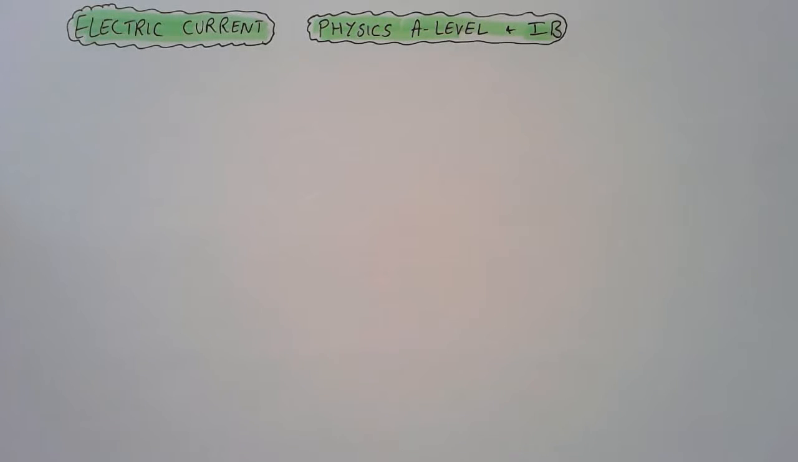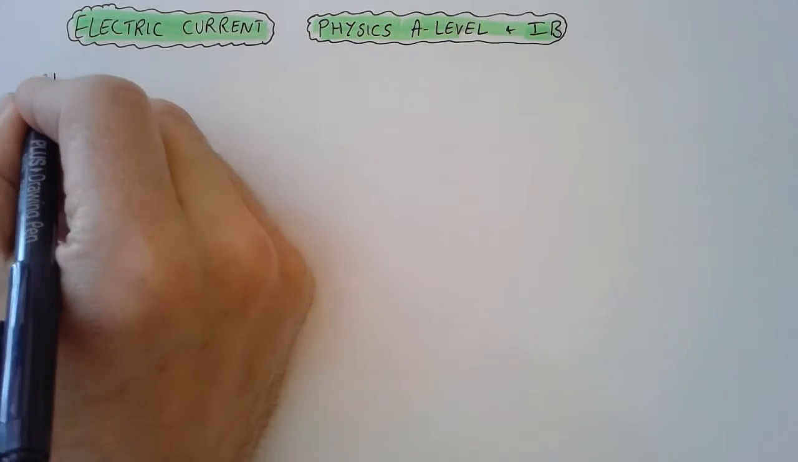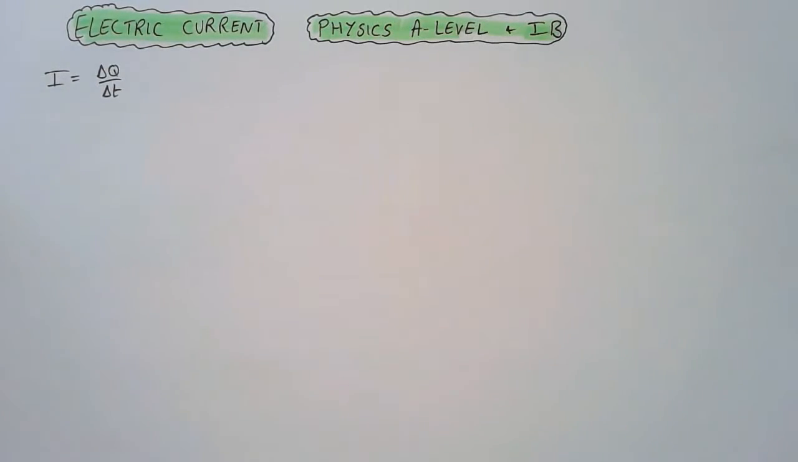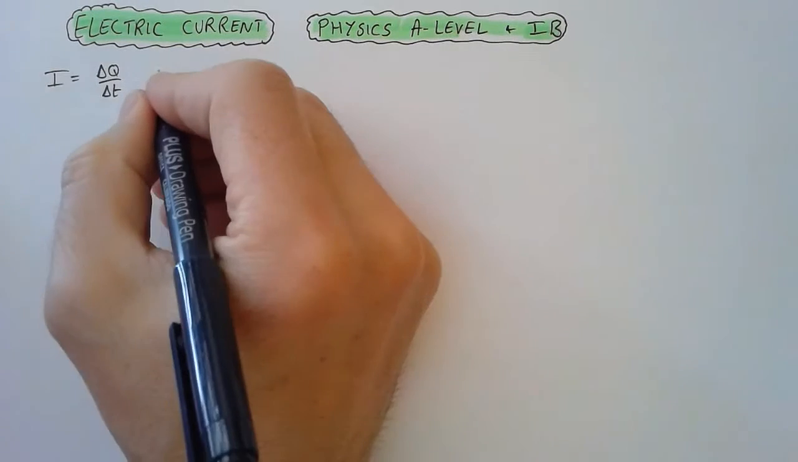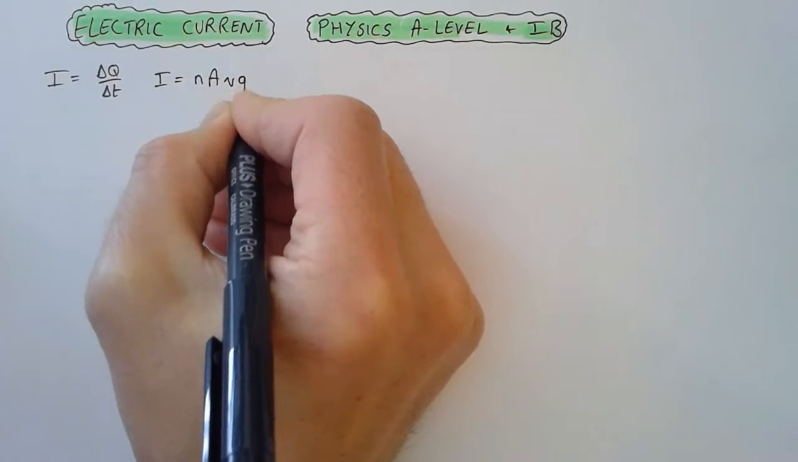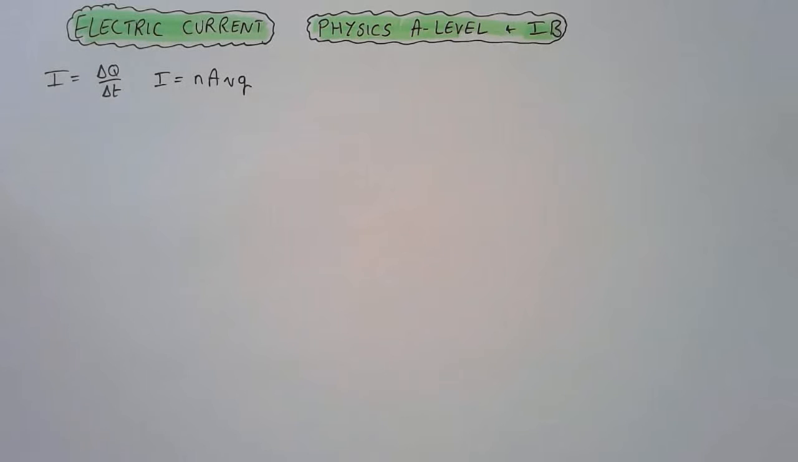Hi, so this clip's about electric current, and in particular two equations for electric current. I equals delta Q over delta T, which we're quite familiar with, and I equals nAvq, a less familiar equation, but it is in most A levels and in the IB. So what's this nAvq and why is it the same as delta Q over delta T? That's what this clip's about.